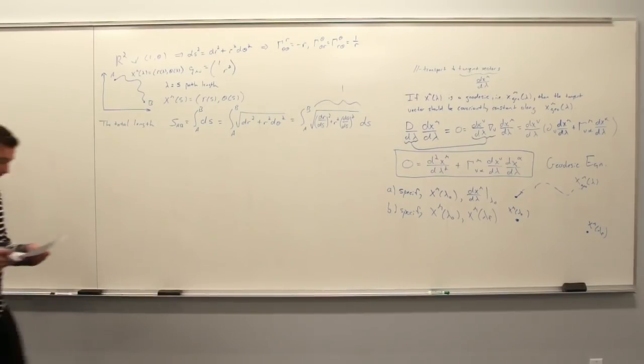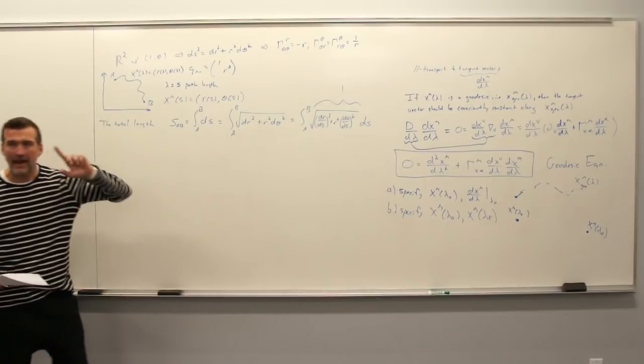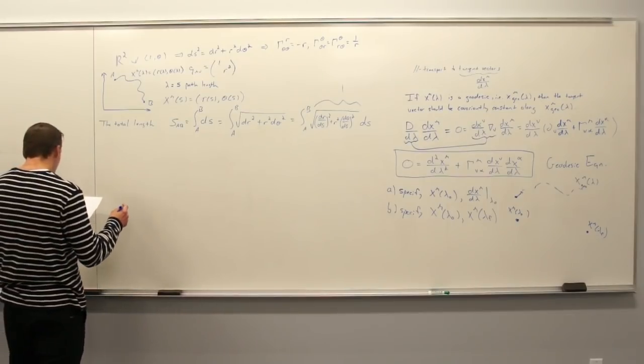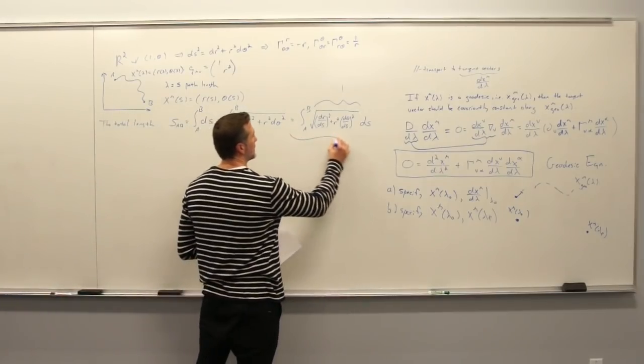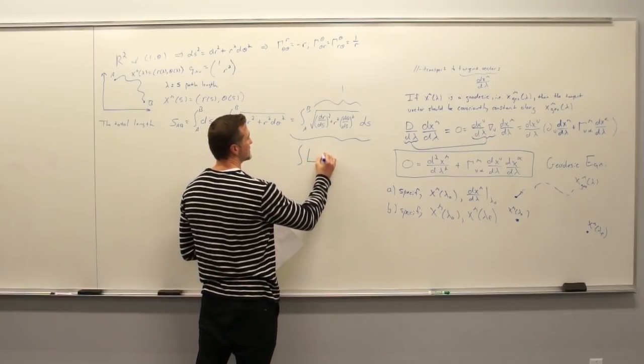All right, now what we're going to do is we're going to take this formula for the length of the path and we're going to extremize it. Okay? We're just going to directly extremize it. How do we do that? Well, if you squint your eyes, this thing right here actually looks a lot like something like this.